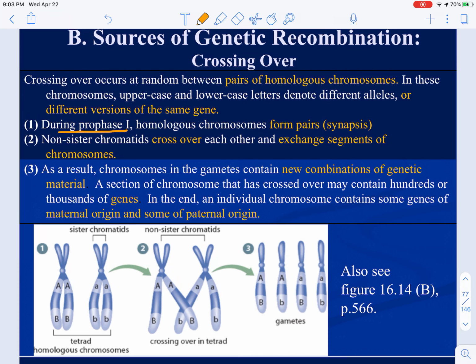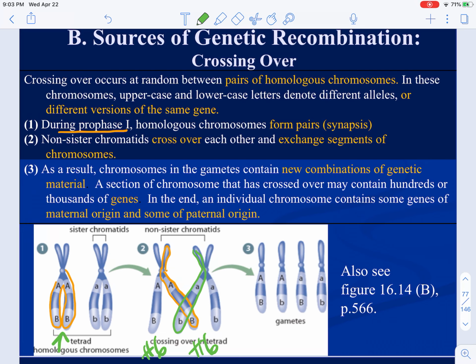In prophase 1, this is where synapsis, or the homologous pair, comes together, and this is where the non-sister chromatids will cross over. What that means is it's not the chromatids of the same chromosome that cross over. It is the ones that belong to, maybe one from the mom and one from the dad, like number 6 from mom and number 6 from dad. So it's the non-sister chromatids, both of the same number, that do the crossing over.